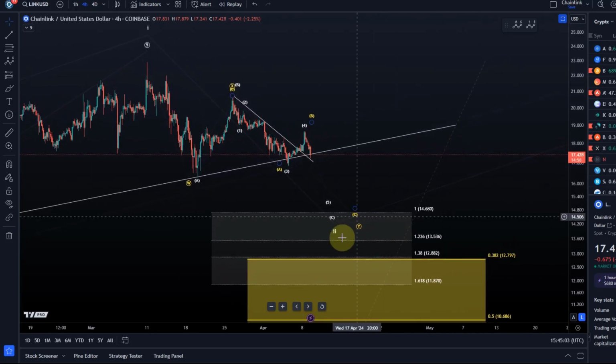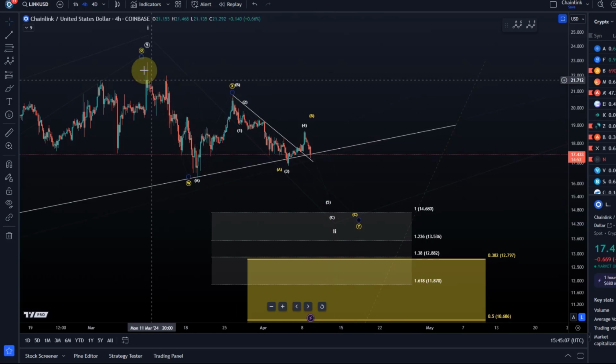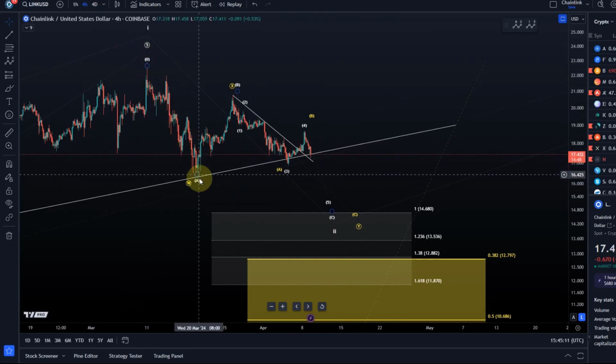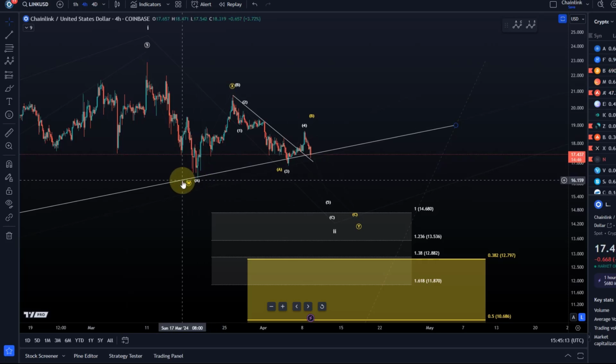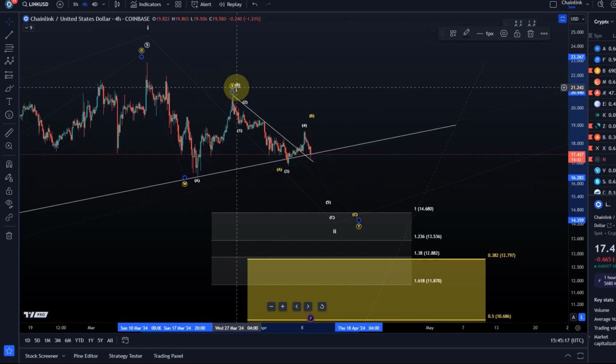First of all, we have a target zone for this move to the downside. It's calculated based on the length of the initial move down after the wave one top. I labeled that the A wave in the white count, or the wave W in the yellow count. The rally was a 3-wave rally. That's wave B in the white count, or wave X in the yellow count.